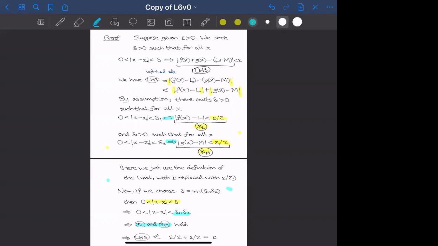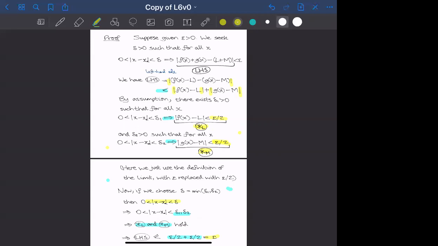So we have two things that are less than epsilon over 2. So going back, LHS is less than or equal to the sum of two things. And now we've proved that each of those two things is less than epsilon over 2, if we choose this delta. And so LHS is less than or equal to epsilon over 2 plus epsilon over 2. And that, of course, is equal to epsilon.